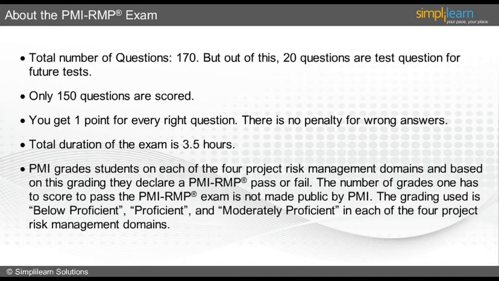PMI grades students on each of the 4 project risk management domains, and based on this grading, they declare a PMI-RMP pass or fail. The number of grades one has to score to pass the PMI-RMP exam is not made public by PMI. The grading used is below proficient, proficient, and moderately proficient in each of the 4 project risk management domains. We will continue our discussion on PMI-RMP exam in the next slide.